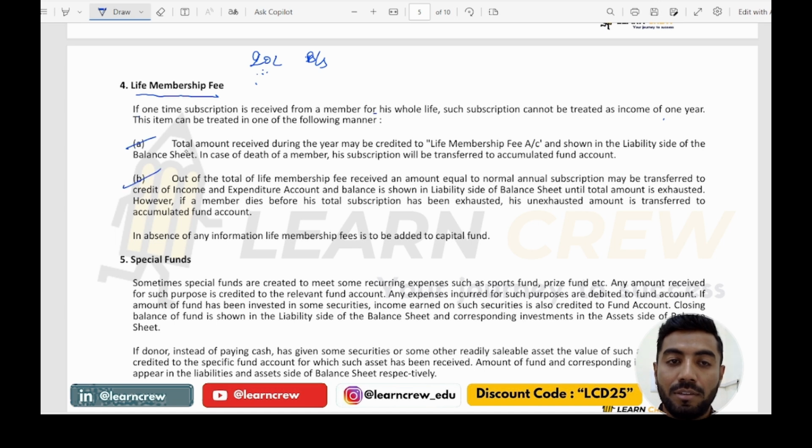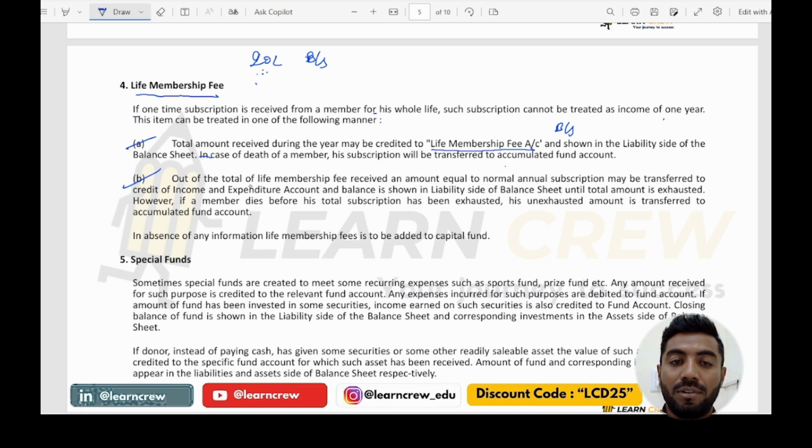There are two methods. The total amount received during the year may be credited to the life membership fees account. This will be shown on the balance sheet, liability side. First take it to the balance sheet, then from there you can transfer. In case of death of the member, the subscription will be transferred to the accumulated fund. This will come later.